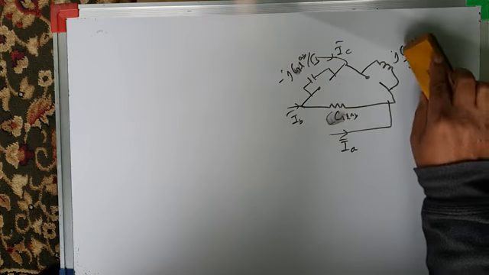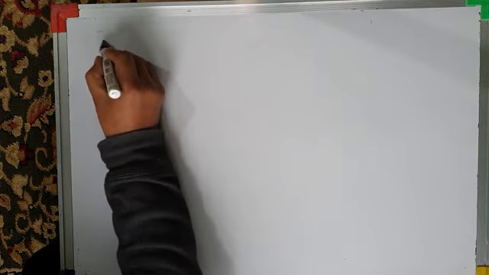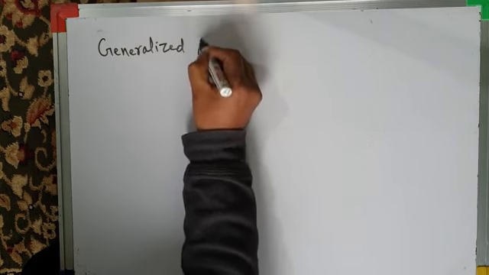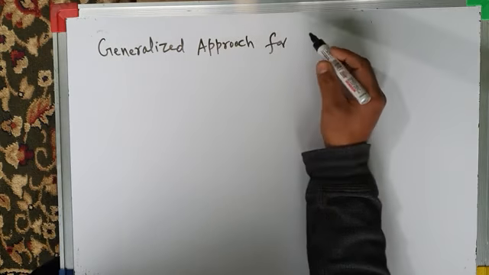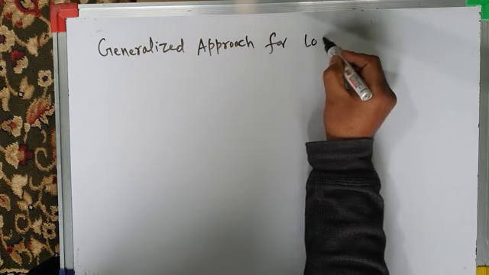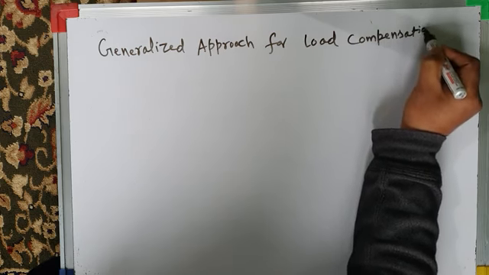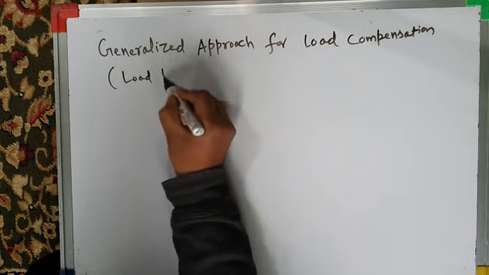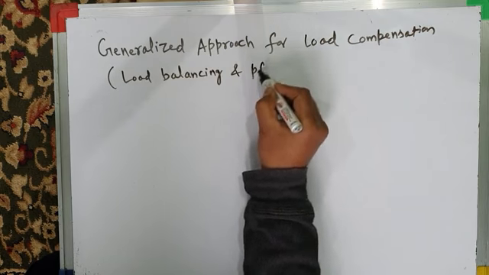Now, the question was, how did we choose these values, GLAB by root 3? So for that purpose, you need a generalized approach. That's what I'm going to discuss with you today. I am discussing a generalized approach for load compensation. Within brackets, I will write load compensation means load balancing and power factor correction.